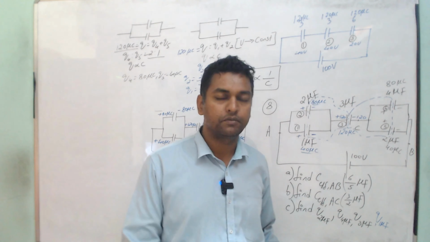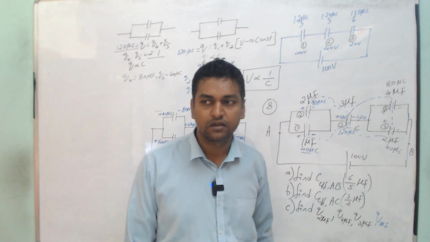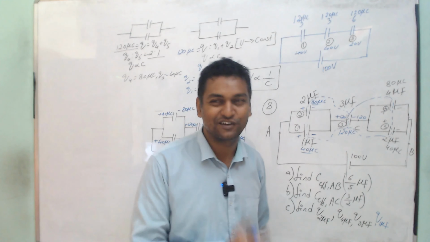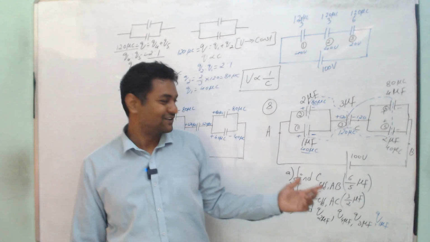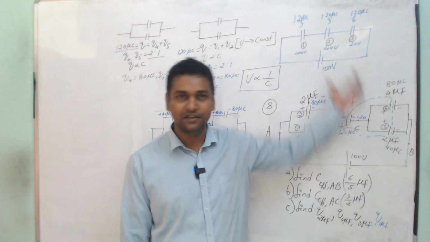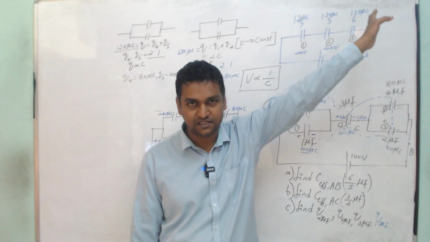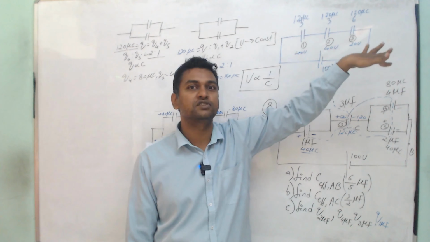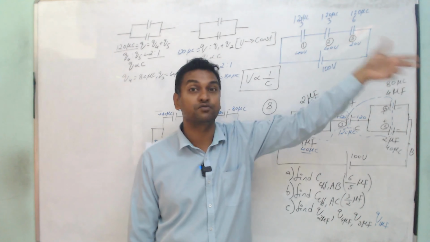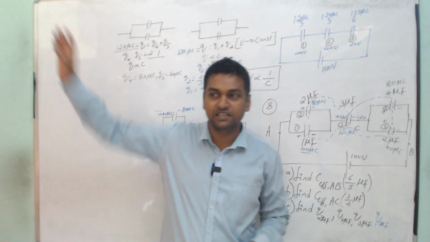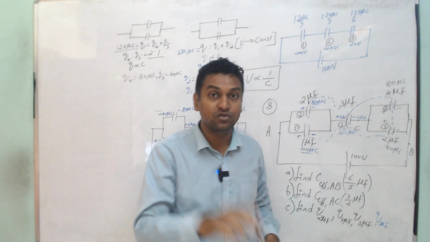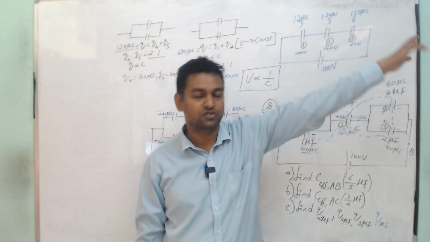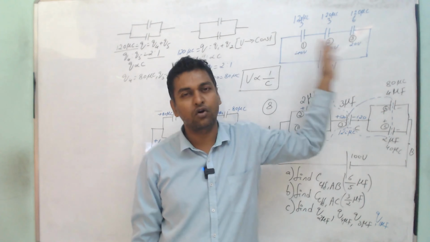I'm repeating my thing again. Hold your horses. So, what did we say? From here, I also came to 336. But from there, what did I do? Series, Q is constant, therefore V is inversely proportional to C. 1 by C1, 1 by C2, 1 by C3 ratio, 1 by 3, 1 by 3, 1 by 6, that is 1 is to 1 is to 1 by 2, or 2 is to 2 is to 1.